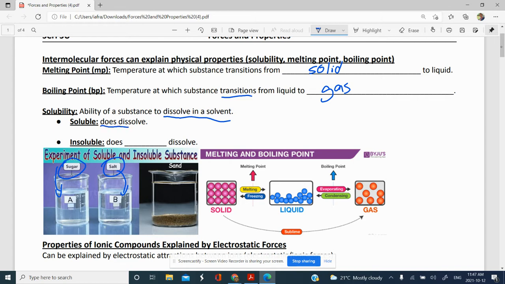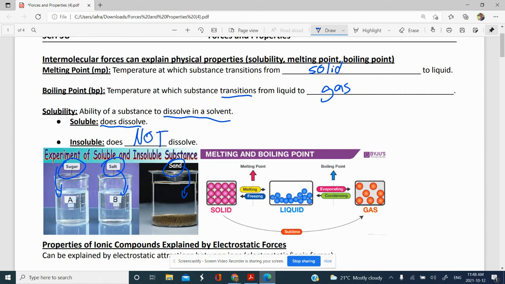So if something dissolves, we say it's soluble. Usually we specify what it's soluble in. So for example, in this case, sugar and salt are soluble in water. But if we look at sand, we put it in water and we stir, the sand just settles at the bottom. It doesn't become part of the homogeneous mixture. It doesn't become part of the solution, so to speak. So sand would not be soluble in water. The term we use for that is insoluble. So insoluble means does not dissolve in water.